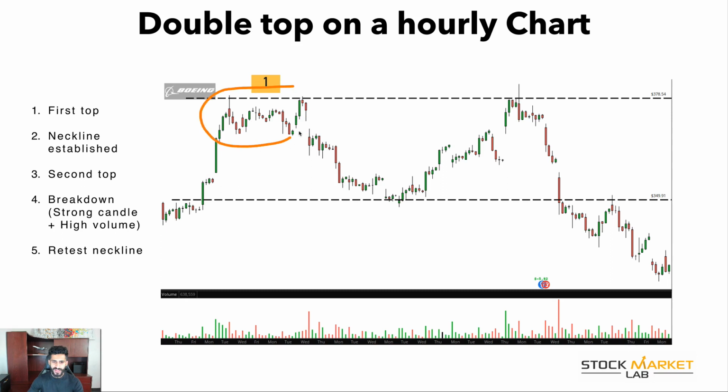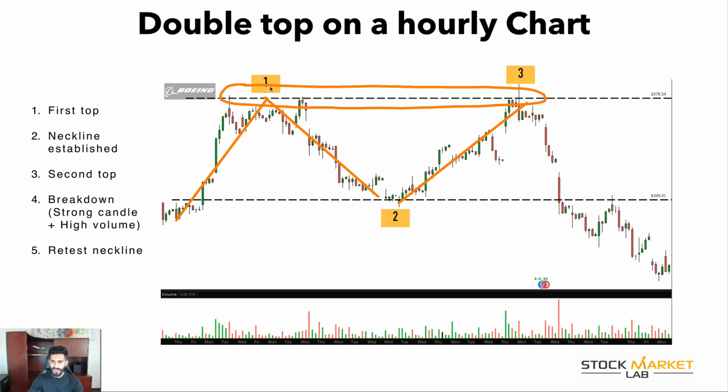So this right here, yes, that applies as a double top as well. But if you just look at the overall chart, let's just look at the formation. First top, pull back. Where does it pull back to? It pulls back to the neckline. Neckline is now established. Boom. Second top. You can see, same level, right?